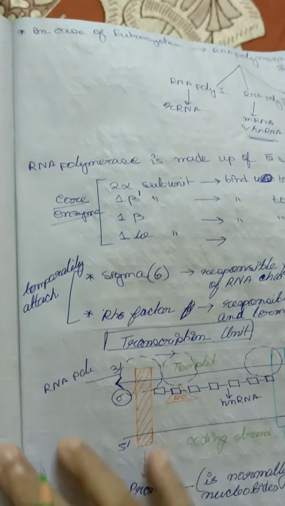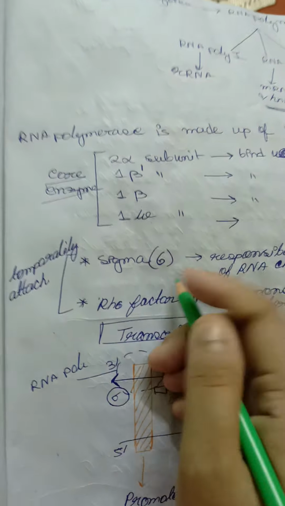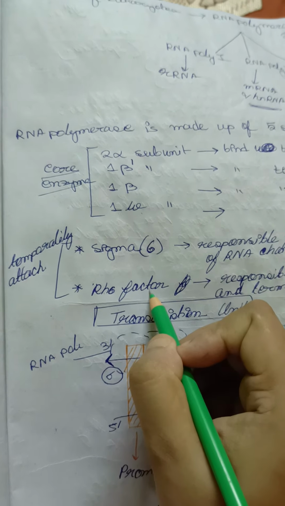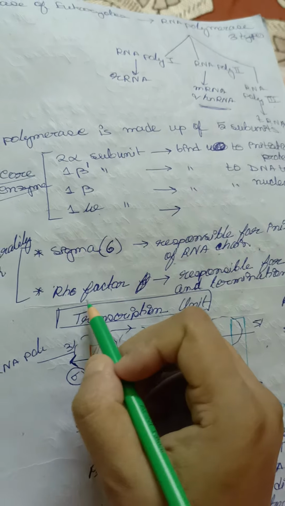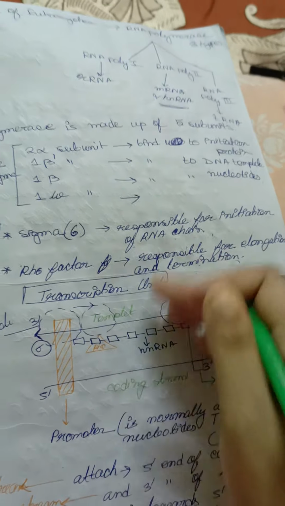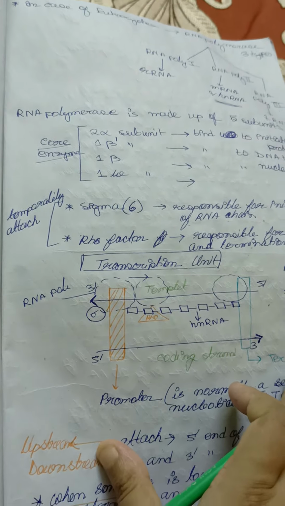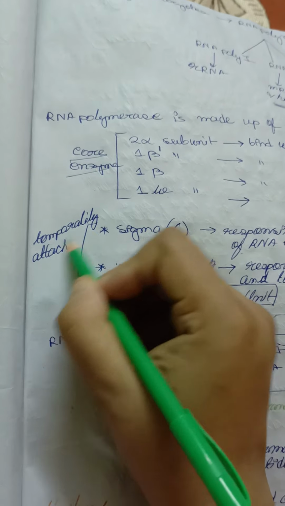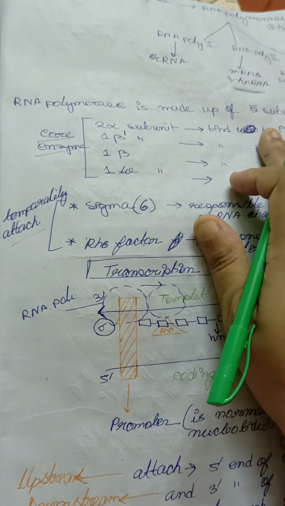Okay, and there are 2 other associated subunits, which are called sigma and rho factor. Sigma is responsible for initiation of the RNA chain, and rho factor is responsible for elongation and termination. We will see their function when we see how mRNA is synthesized from DNA. These are temporarily attached, and the others are the permanent subunits.